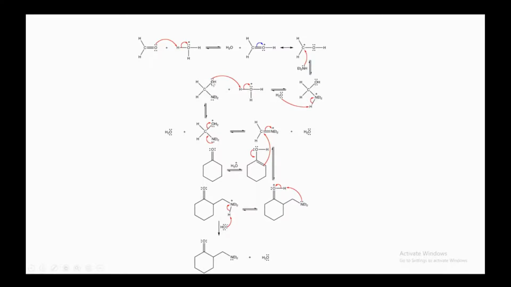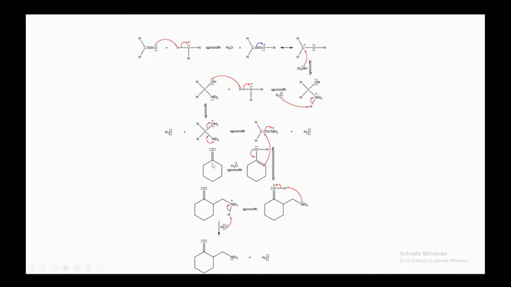In the next step oxygen picks this proton, the hydronium ion becomes water, and this oxygen gets protonated, and OH2 is a good leaving group. Now the lone pair of this nitrogen reverts back and this water leaves as a leaving group. Now this is the first step, amine formation.